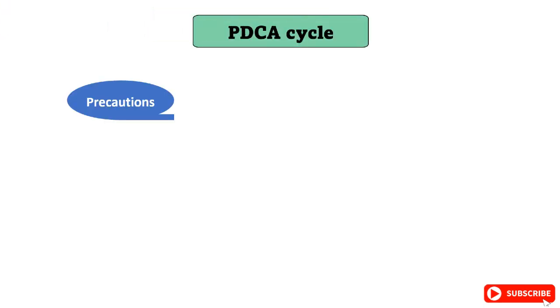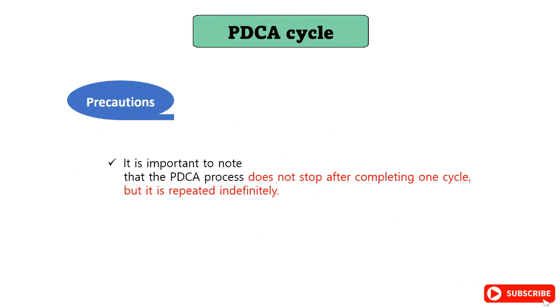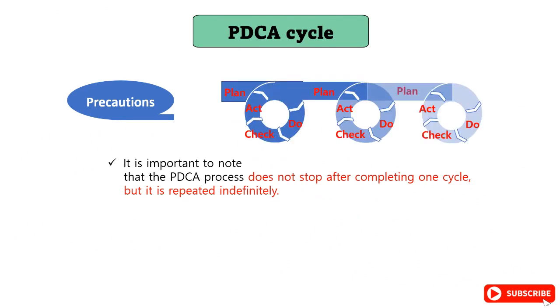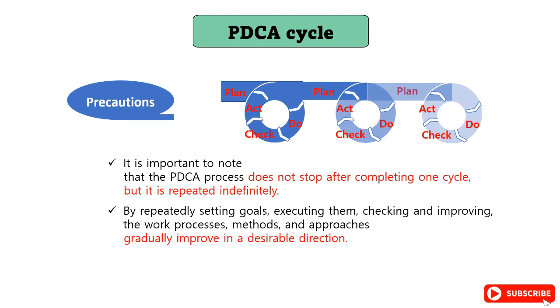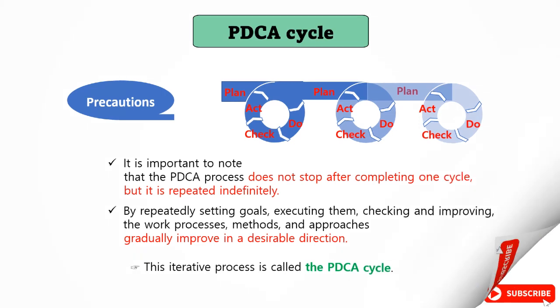Finally, let me tell you the precautions of the PDCA cycle. It is important to note that the PDCA process does not stop after completing one cycle, but it is repeated indefinitely. By repeatedly setting goals, executing them, checking and improving, the work processes, methods, and approaches gradually improve in a desirable direction. This iterative process is called the PDCA cycle.